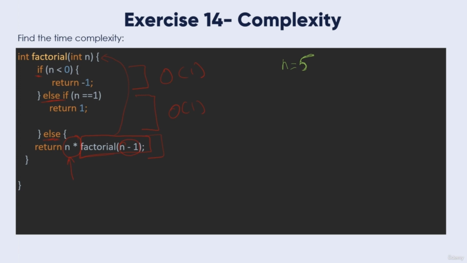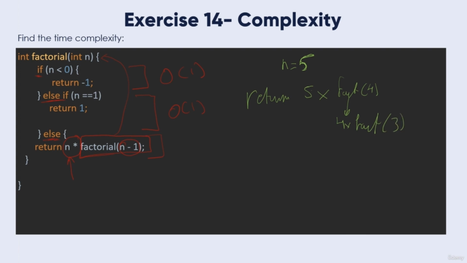This will result: if n less than 0, no. Else if n equal to 1, no. Else return n, this is the first return statement, 5, which is n, times factorial, go and call factorial of 4. So again, it goes and executes this. Factorial of 4: n less than 0, no. Equal to 1, no. Else return n times factorial. So it will return 4 times factorial of 3.